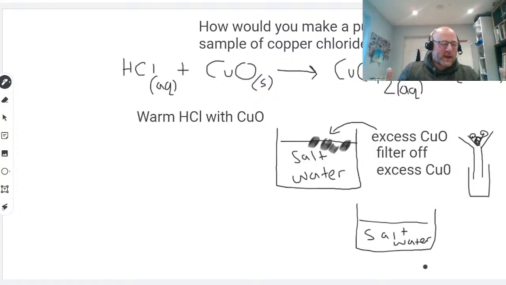Anyone got an idea? How do we get rid of the water? We want to be left with the salt, right? Nice. Evaporate. Place the basin over a beaker. Let it evaporate until the crystallization point.